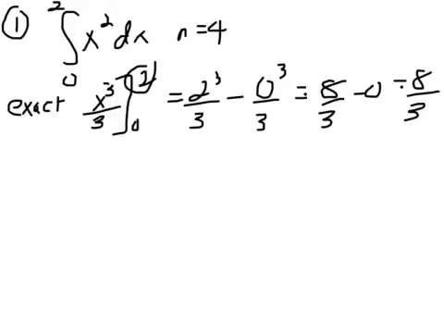As a decimal, that's 2.66, 6, let's go out. This is 4 decimal places, so we're going to write it as 2.6667. Okay, so that's how we're going to write it.